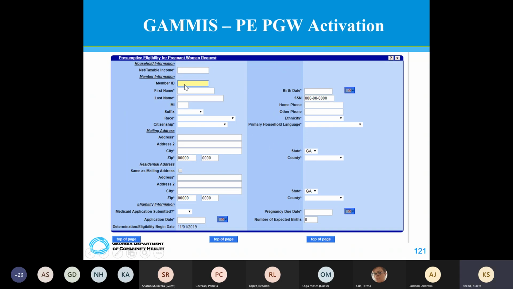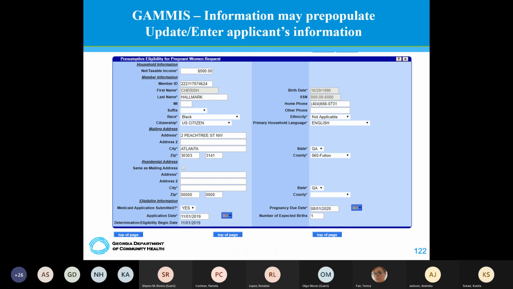So you're going to enter their ID number. If they already have an ID number, you're going to enter that information in. And if we have that ID number already associated with them, it's going to pre-populate their information. If they don't have an ID number, go ahead and start entering the information in from your 632. Make sure you review all of this information to make sure that it is correct.